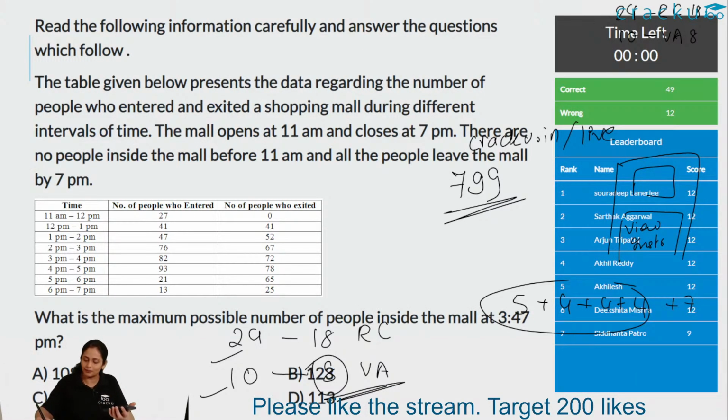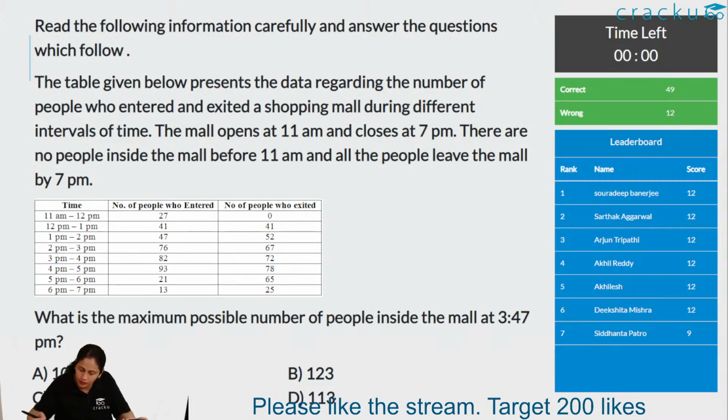Okay, I think this is over, and good to see so many people who got it right. Sauradeep, Sarthak, Arjun, Akhil, Akhilesh and Dikshita got all questions right. Very good to see that. And okay, sorry, by mistake wrote 22 instead of 12, wanted to correct but no option. Sorry Anaga, there is no editing at this point.